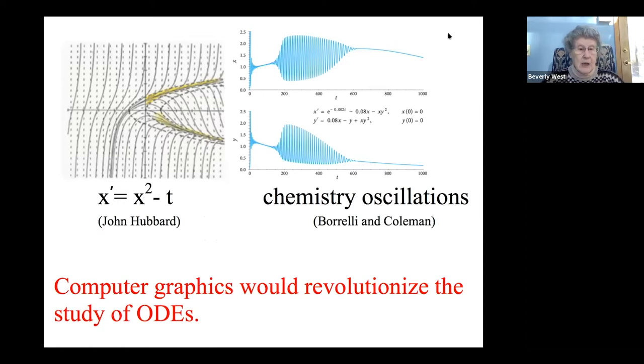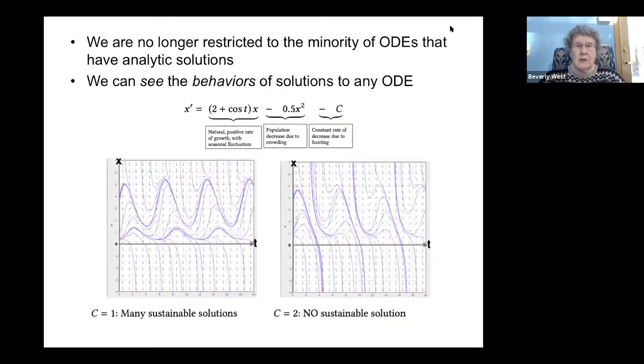John Hubbard's favorite example: x prime equals x squared minus t. Borelli and Coleman have zillions of wonderful examples. This means that we're no longer restricted to the minority of differential equations that have analytic solutions, and we can see the behaviors of solutions to any ODE.